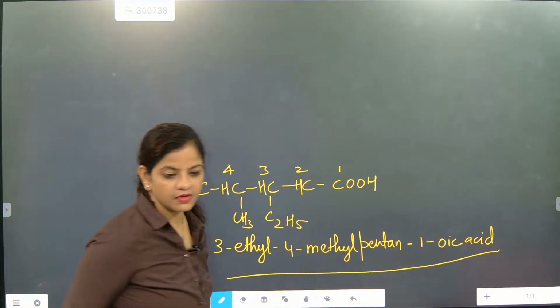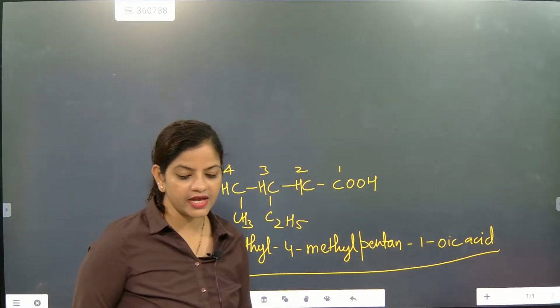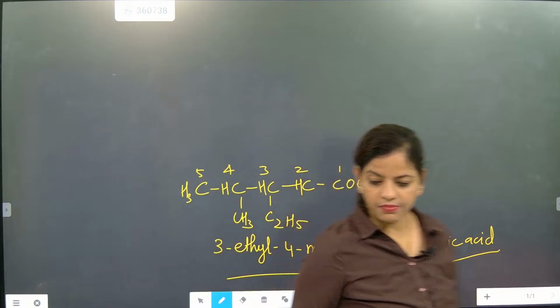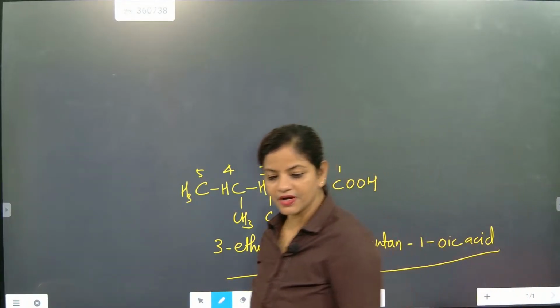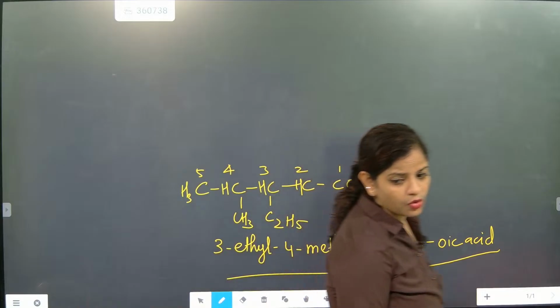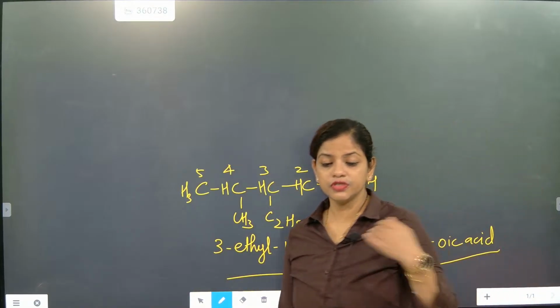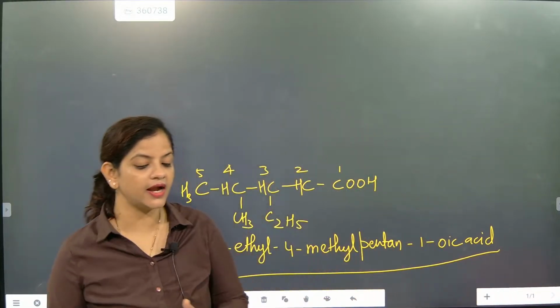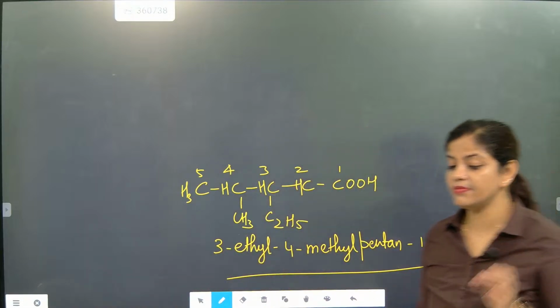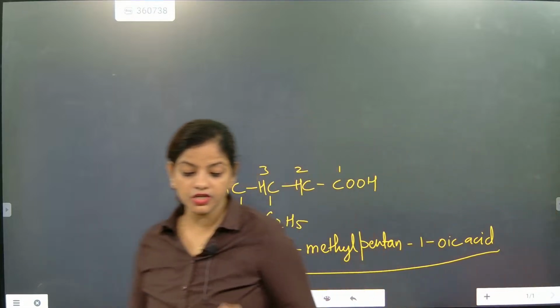So pentane 1 oic acid. No, it is not pentamethyl. Here COOH is there, Arjun. So COOH is the main functional group, beta.